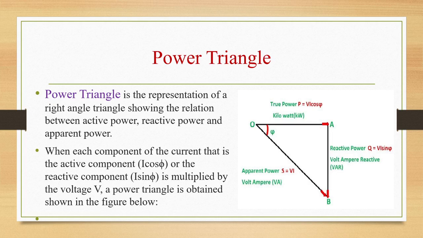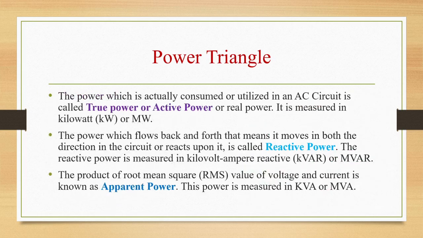So when each component of the current is multiplied by voltage, the active component I cos phi or the reactive component I sin phi, then we obtain a power triangle. Power which is actually consumed or utilized in an AC circuit is called true power, active power or real power. It is measured in kilowatt or megawatt.